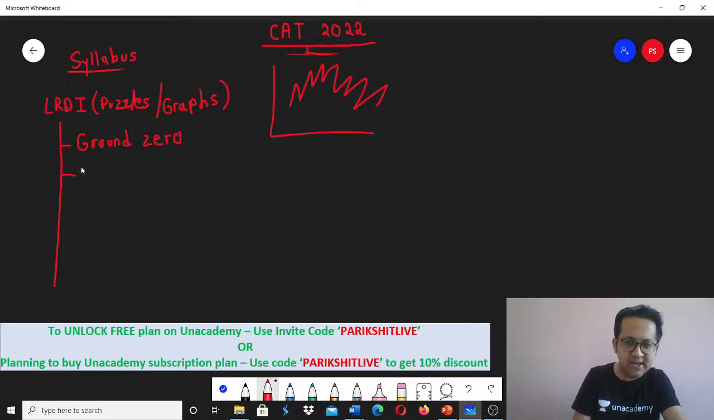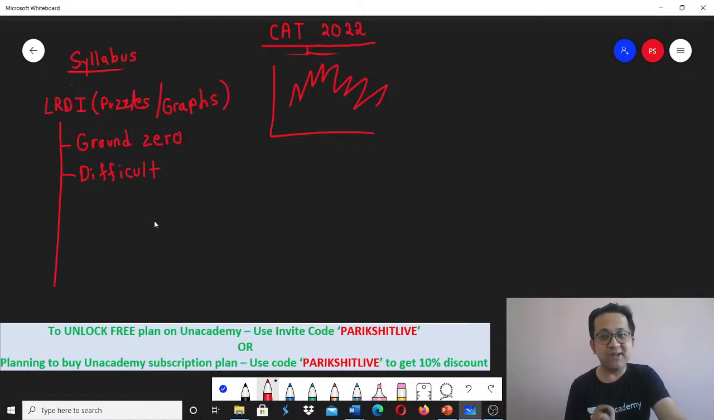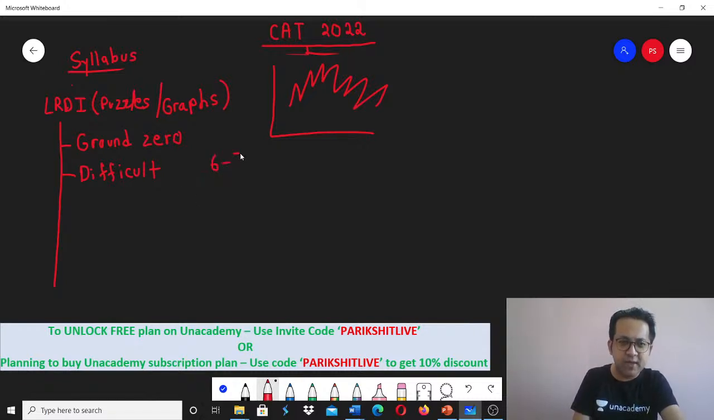In recent years, the second characteristic of this section is that it has become a bit difficult. The difficulty level is increasing and students often complain that they are hardly able to solve 2 or 3 puzzles in the exam. So there are generally around 6 to 7 puzzles, and one puzzle will contain 4 questions.